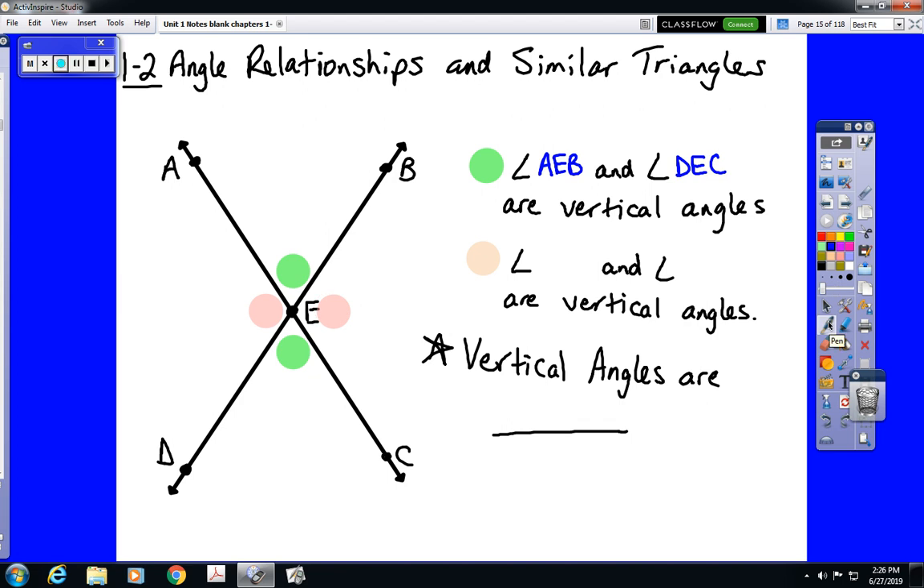And again, this should not be new information. That would be angles AED and BEC are vertical angles. Now, from geometry, we should know that vertical angles are always congruent, which means they have equal measure. Okay? So vertical angles is the first new old vocab word, if that makes sense. It's a vocab word you should already know from geometry, and that's just a quick review.